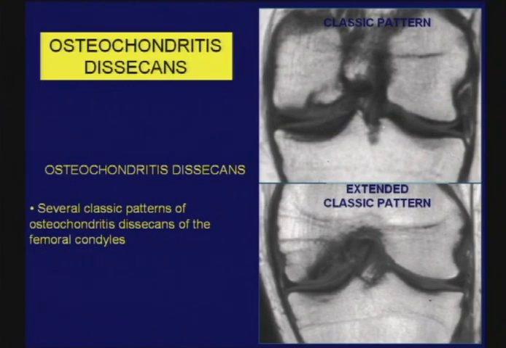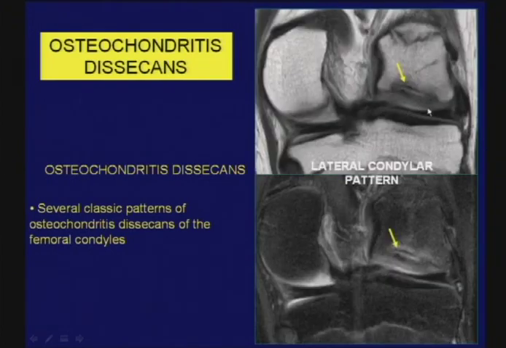The second most common site that we see osteochondritis dissecans in the human body is the knee. The talus is number 1, this is number 2. The classic pattern is the inner aspect of the medial femoral condyle. The extended classic pattern goes further over onto the weight-bearing surface.